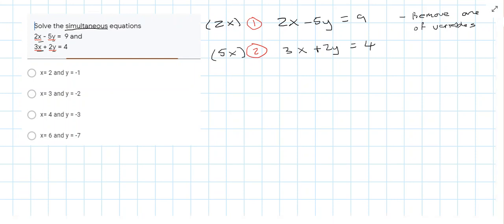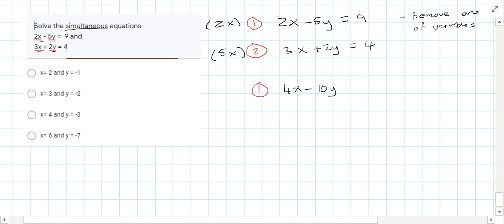Then we multiply it out and rewrite the equations like so. Equation 1, so we multiply it and rewrite it. This is not x, this means multiplied by. So 2 multiplied by 2x gives us 4x. 2 multiplied by minus 5y gives us minus 10y. And then 2 multiplied by 9 is 18, is equal to 18. So we've just rewritten equation 1.